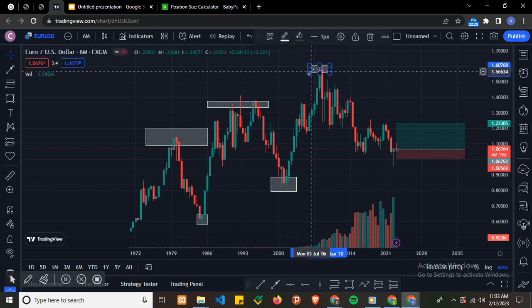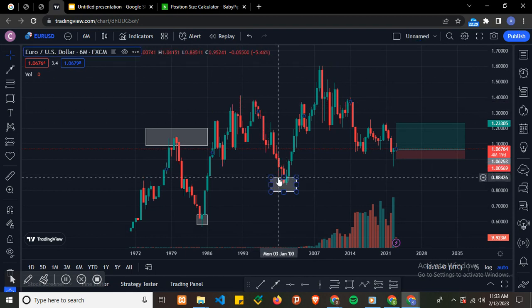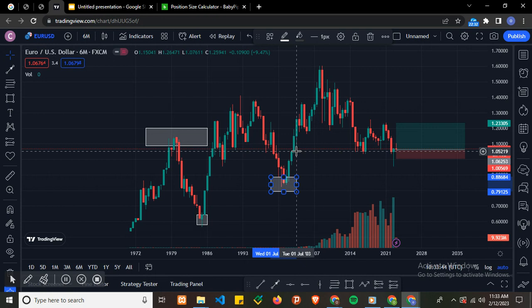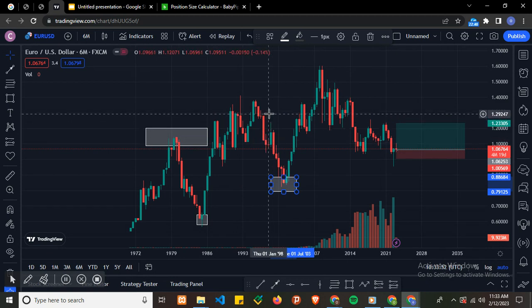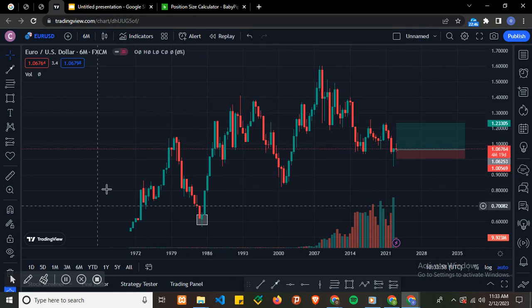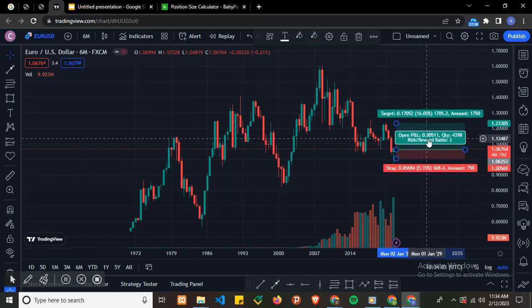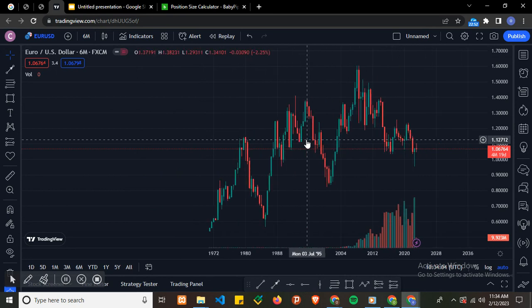Let me delete this. We don't need this because we don't need this on 6 month time frame. When you get to 1 month time frame, you don't need to delete the support zone and the resistance zone because they will still be valid for the lower time frames, weeks, 4 hours. So yeah. Now let's go back to the one.